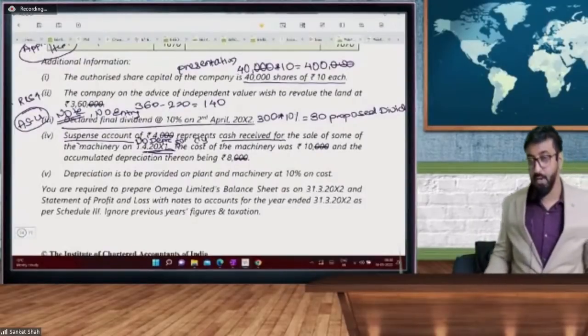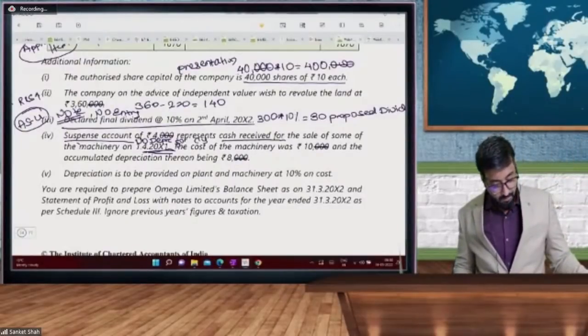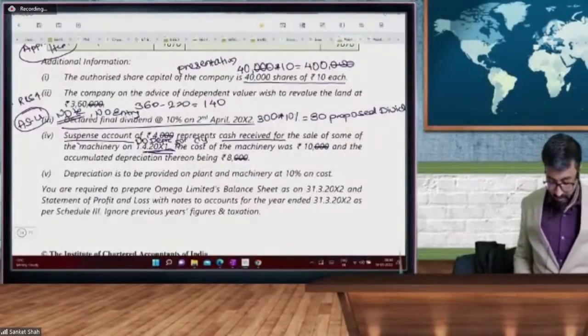Simranji, batch 5 with Sanket sir. Batch 5 with Sanket sir. Simran Sharma.